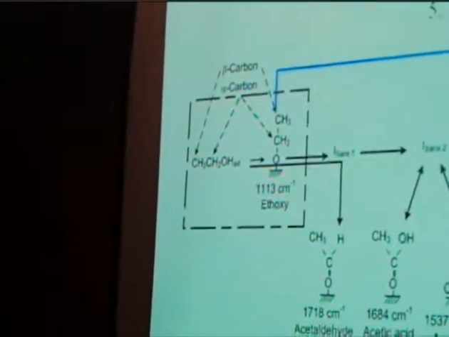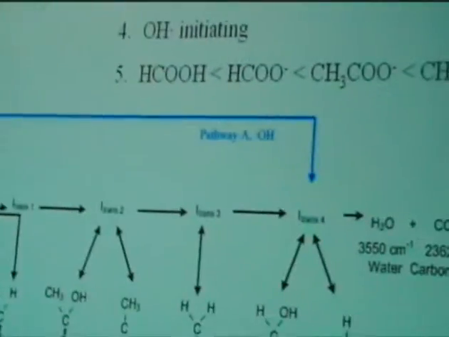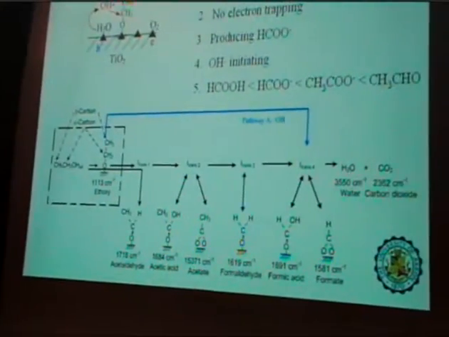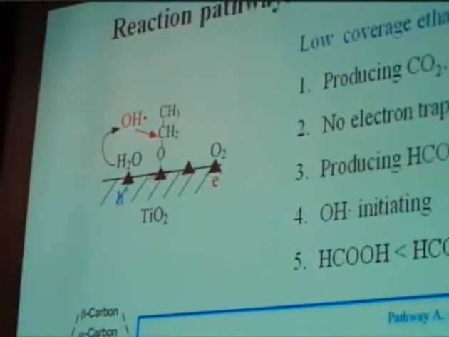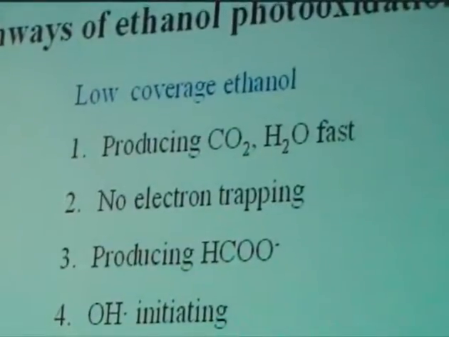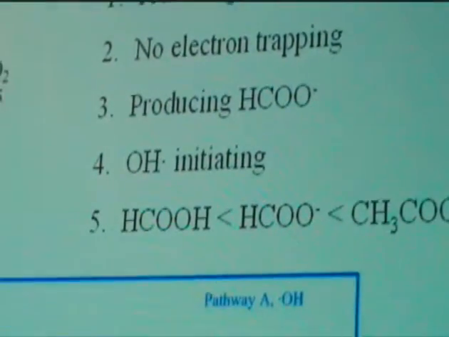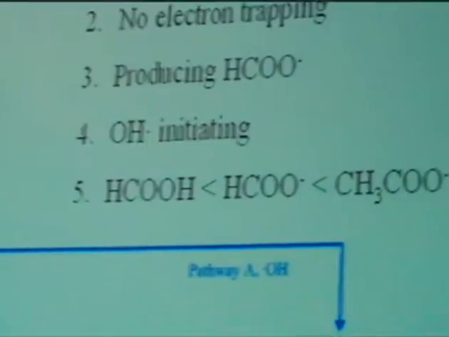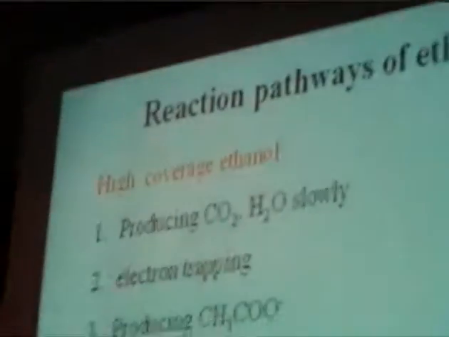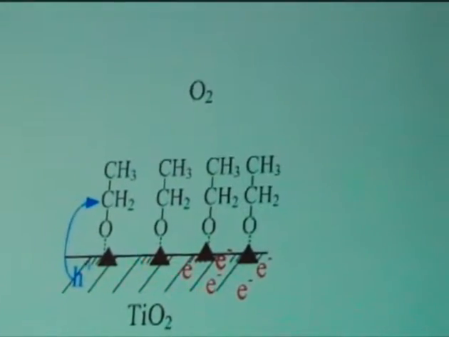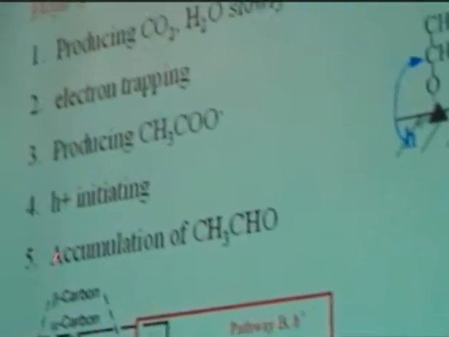Again, we want to summarize the reaction pathways that we found or that we proposed. In the case of low coverage, the surface contains ethanol adsorbed dissociatively or molecularly, and the reaction can proceed very fast, producing CO2 and water without electron trapping and forming major intermediate species. And in the high coverage case, it can produce CO2 and water more slowly, and there is electron trapping and production of acetate, and it's hole initiated.